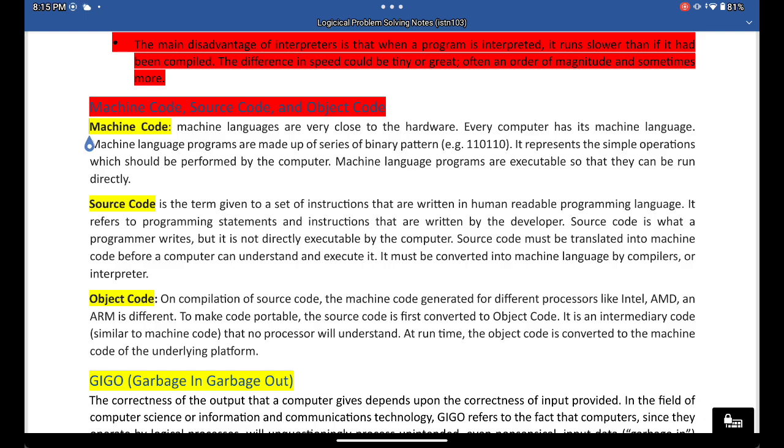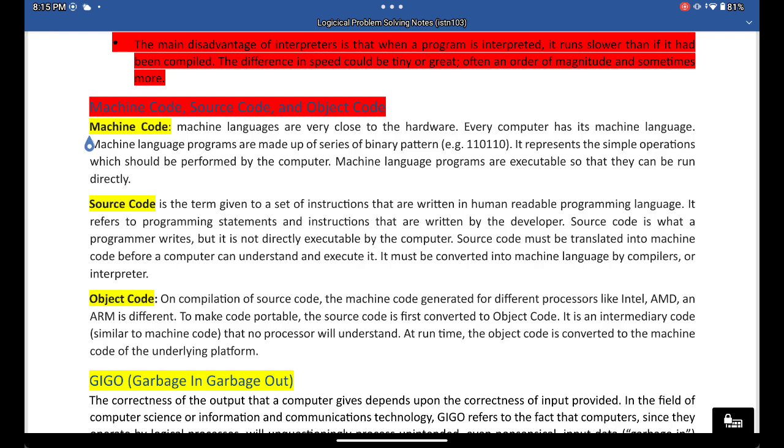Object code is very important. You write your source code using a programming language. It goes to the translator. Let's say you're using a compiler. You can use a compiler or an interpreter to translate it. The compiler or interpreter will not translate it to machine code first. It'll translate it to object code first, then machine code. Why?